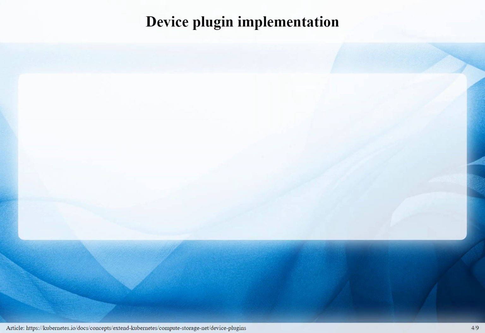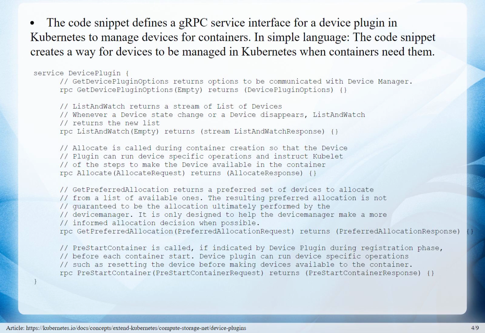Device plugin implementation. The code snippet defines a gRPC service interface for a device plugin in Kubernetes with methods for getting device plugin options, listing and watching devices, allocating devices during container creation, getting preferred device allocation, and pre-starting containers with device-specific operations.